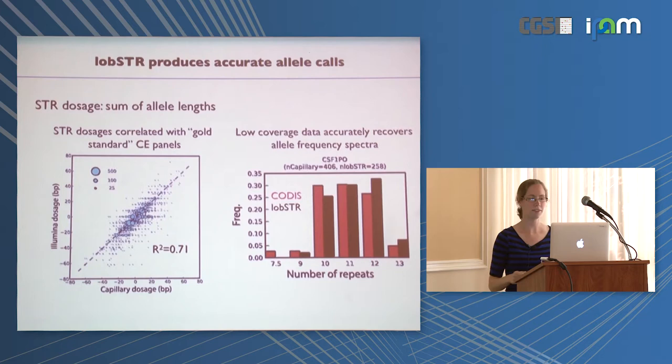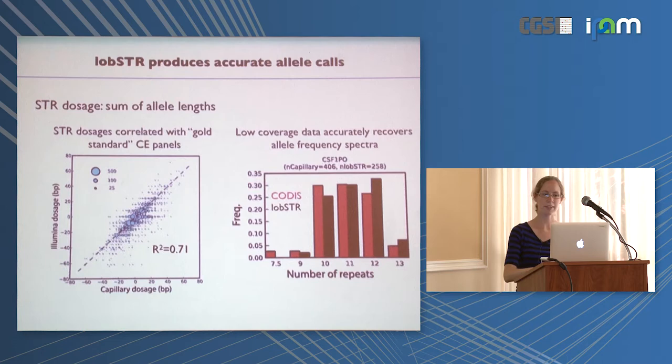But what we found, if we look at different repeats, such as the CODIS markers used by the FBI, and we look at the allele frequency distribution that we picked up, so here's Lobster in black, versus what had previously been published. So here in this example, the CODIS is in red. Well, our allele frequency distributions look pretty similar, at least when we look across many, many different individuals.